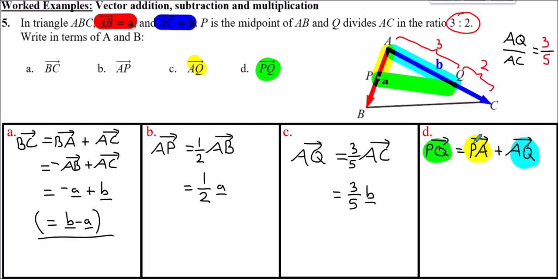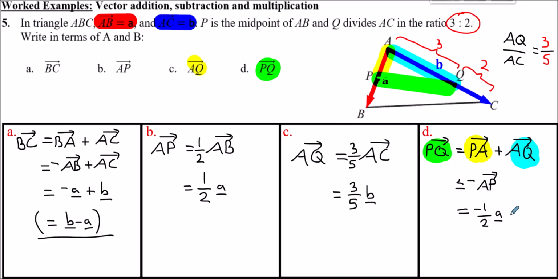So, PA. Well, PA is going the opposite way from what A to P is going. So, PA is opposite what we have from A to P. Now, from part B, from A to P, we had a half A. So if AP is half A, then PA, which is negative AP, is going to be negative 1/2 A. So we can use the previous parts of this question to help us with this part. And then from A to Q, we did that in part C. So from A to Q is 3/5 B.